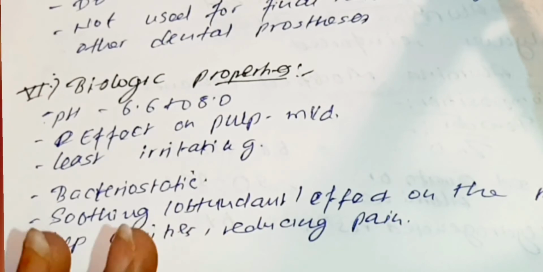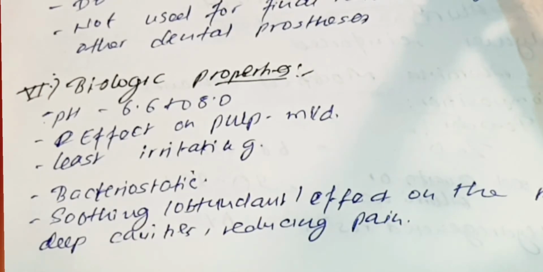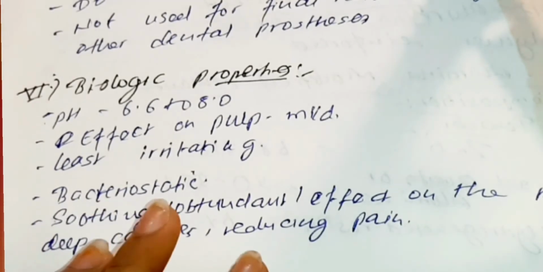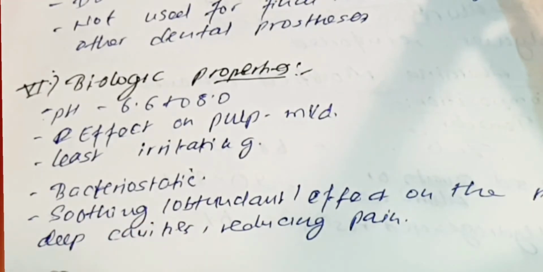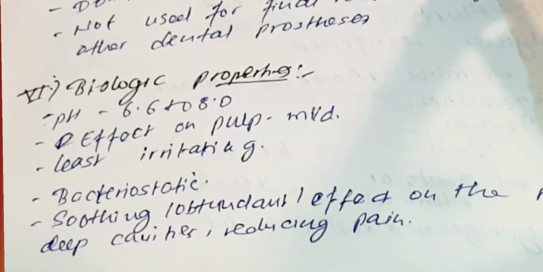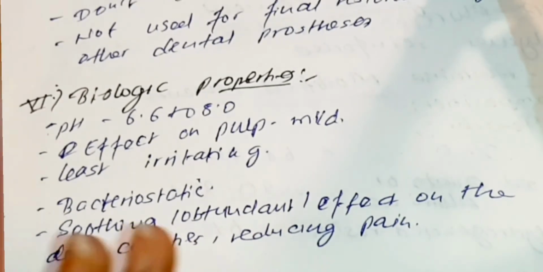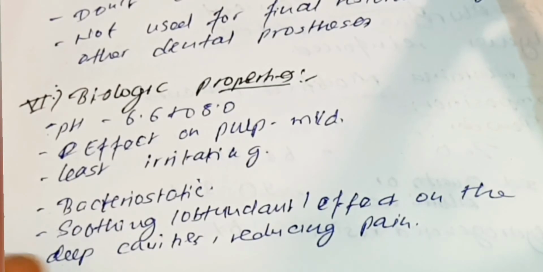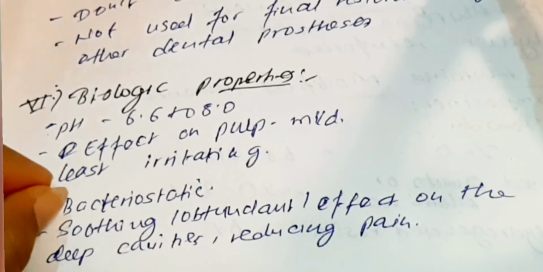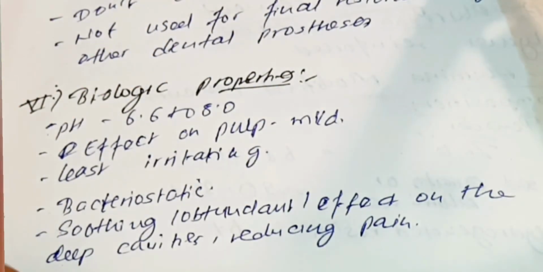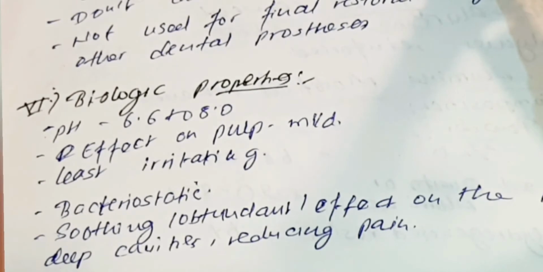So they are very mild to the pulp, and bacteriostatic and obtundent: they inhibit the growth of bacteria and have an anodyne or soothing effect. So they are very obtundent on the pulp in deep cavities, and hence they reduce pain. The most important point for the use of zinc oxide eugenol cement is that they are mild to the pulp and very least irritating. So these are important properties.